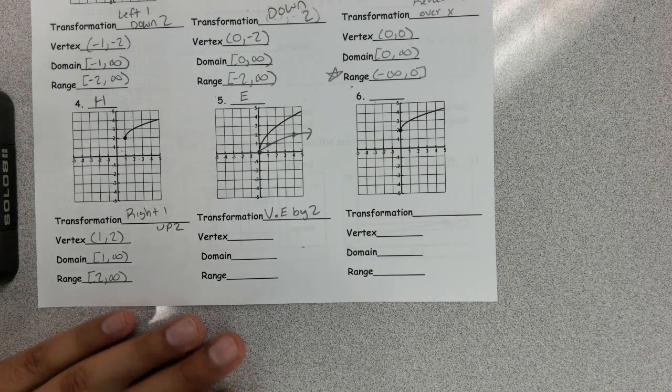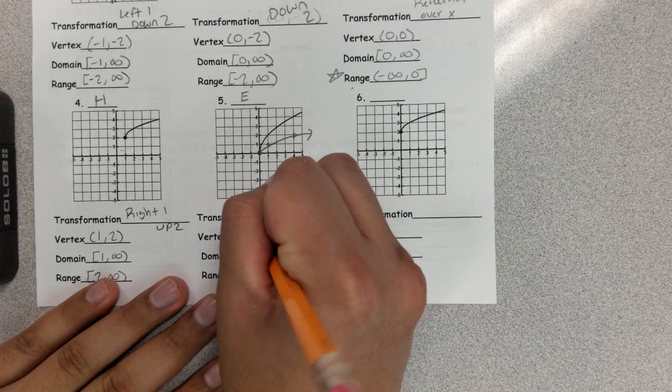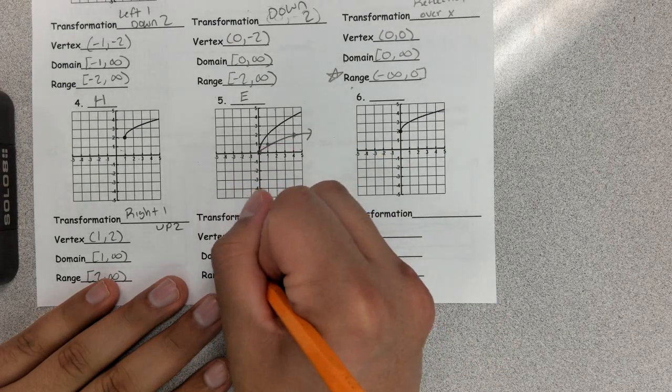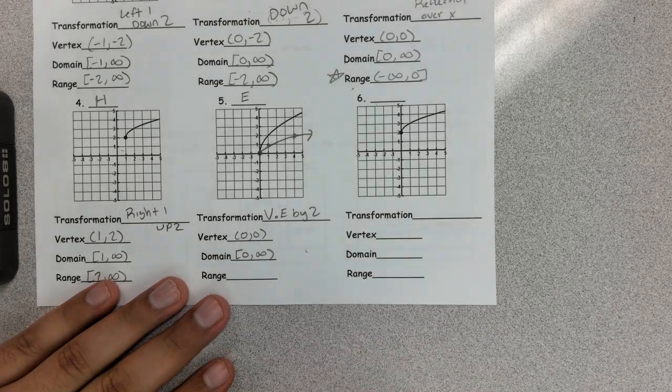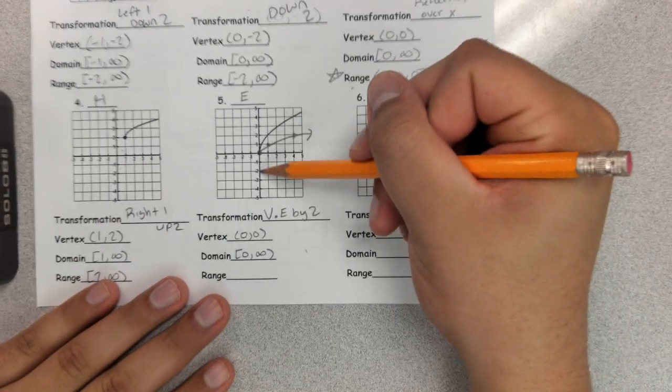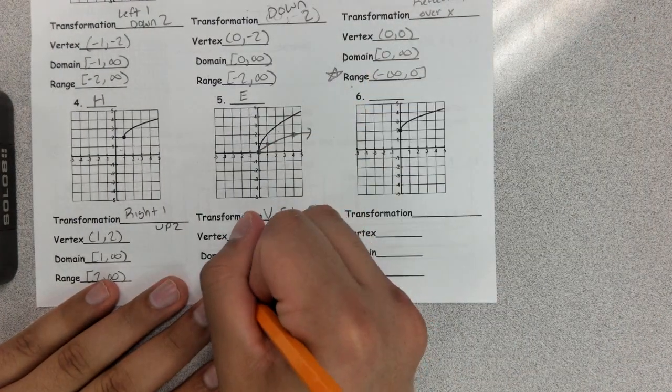Right, the vertex would be at 0, 0. Domain would be from 0 to infinity. Range would be from 0 to infinity.